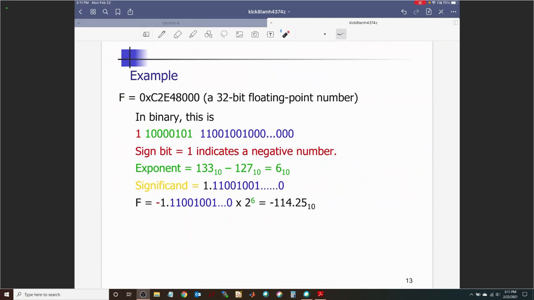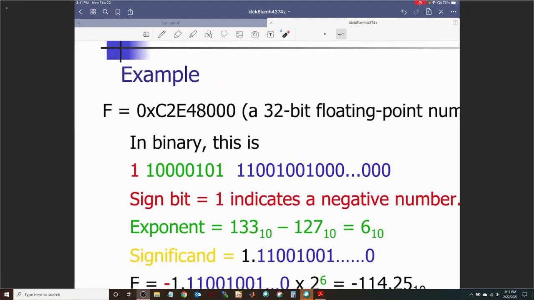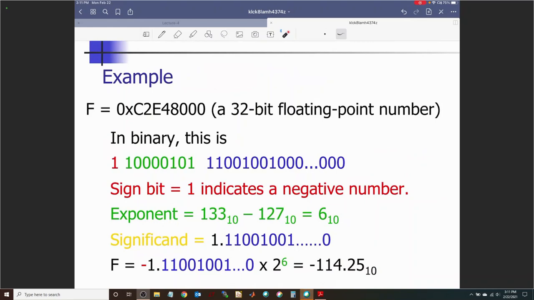So here we have an example where we have a number f, which is represented by a 32-bit floating point number. So it's a single precision format number represented in hex, right? So 0x followed by C2E480000. All right, fine. So let's convert it into binary first as a 32-bit number. So in binary, what does that look like?